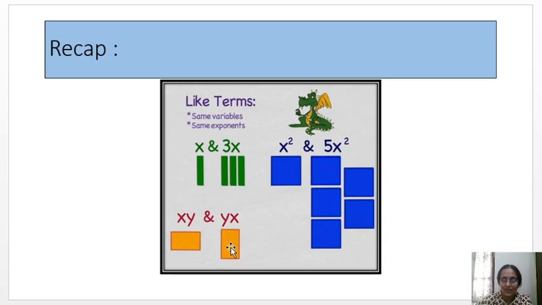xy and yx are visualized here. The xy rectangle is kept horizontally and the same rectangle is kept vertically here, and xy and yx are like terms. If we have to understand it mathematically, multiplication is commutative. xy is equal to yx.